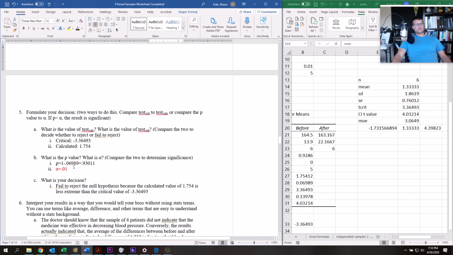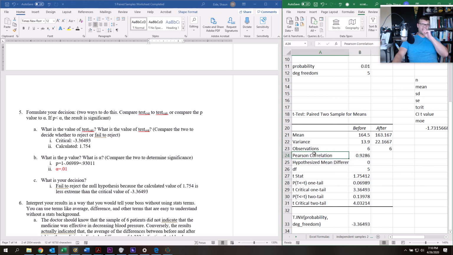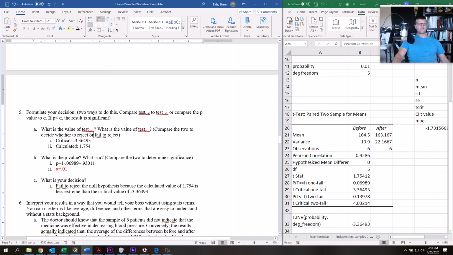This is where we are deciding what our decision is. Once again, we're going to refer back to the paired samples two-sample test that we ran in here, which is a really simple way to do it. We have the test calculated value and the test critical value, so we've got to determine if we are going to reject or fail to reject. The critical value is negative 3.36. The calculated value is 1.754. When we compare the two, we determined that the calculated value is less extreme than the critical value. Therefore, we fail to reject the null hypothesis, which is exactly what we write right here: fail to reject the null hypothesis because the calculated value of 1.754 is less extreme than the critical value of negative 3.36493.